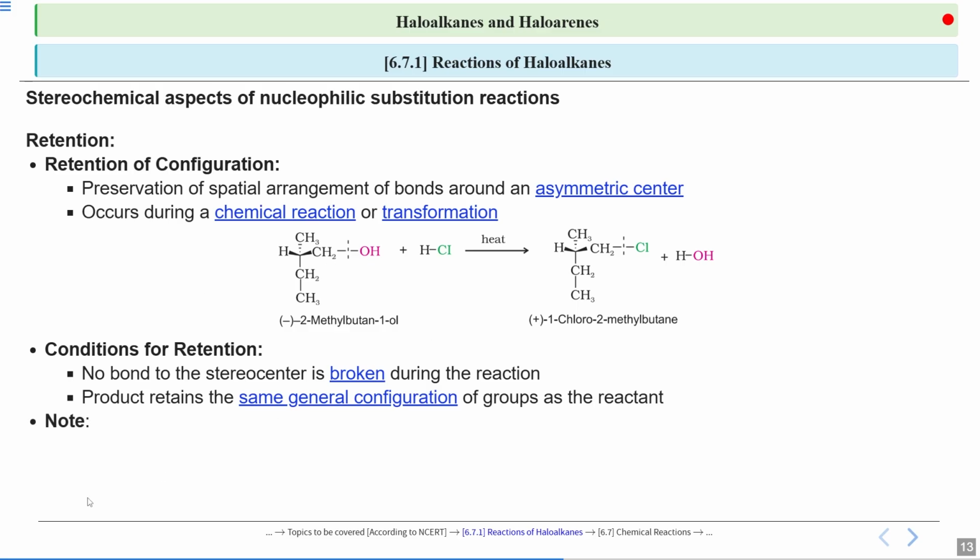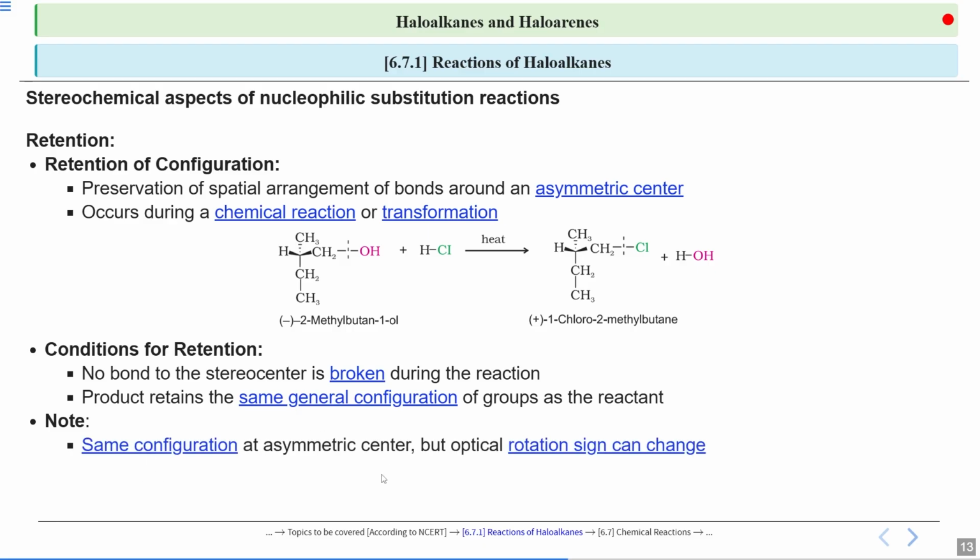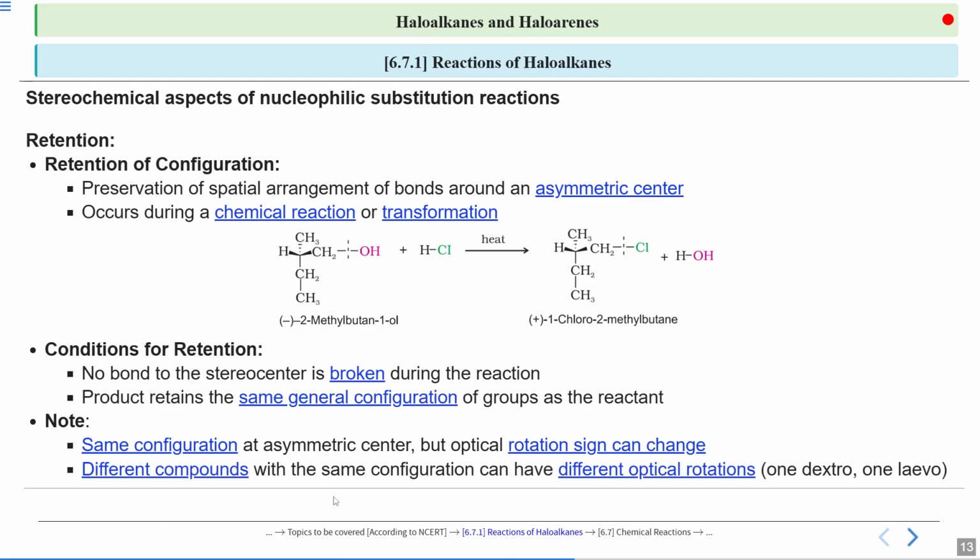So there is an important note: the same configuration at the asymmetric center is present in retention of configuration, but the optical rotation sign can change, because you can see levo is converting to dextro. So the configuration of groups we are getting is the same at the asymmetric center, but the optical rotation sign can change from levo to dextro or vice versa. So different compounds having the same configuration can have different optical rotations. One may be dextro and the other may be levo.